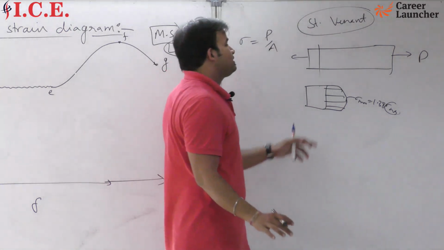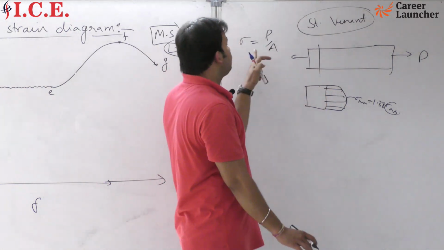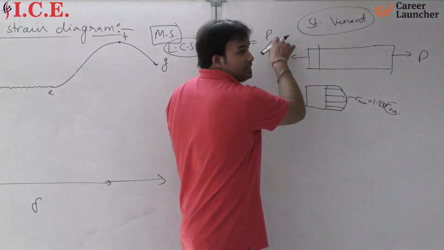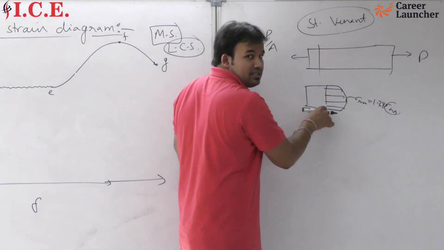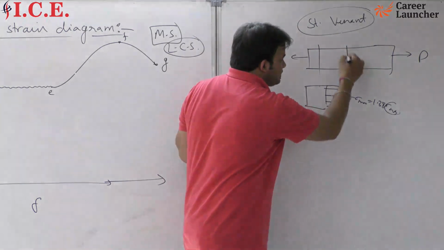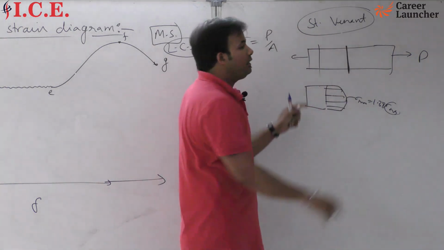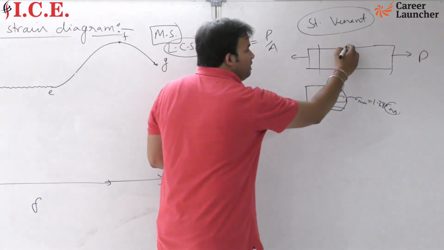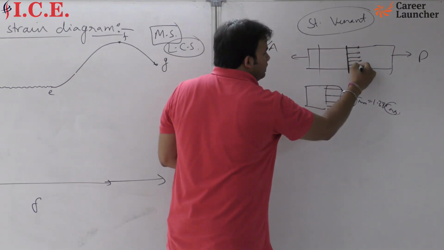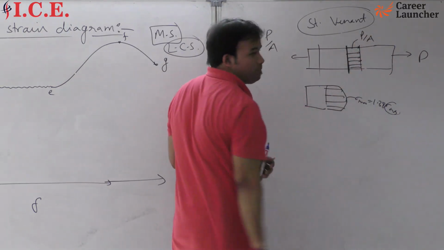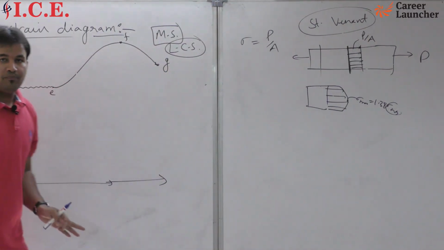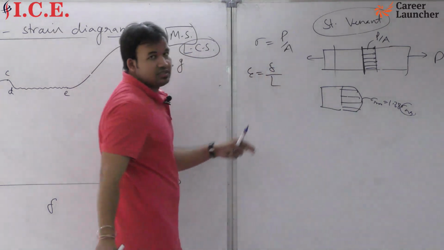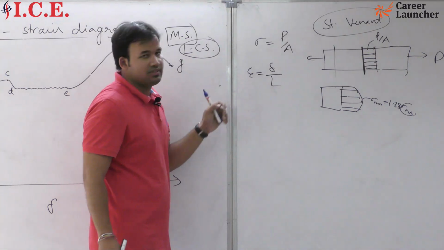On that basis Saint Venant told that if you want the sigma average, it means you want the same stress, equal to P by A, at every point on the cross section, then you have to consider a cross section in between both the ends. If you consider this section, then at every point you will have the same stress, that will be your P by A. So sigma is equal to P by A, and we also know that strain is equal to delta upon L. It means deformation upon original length, that will be your strain.